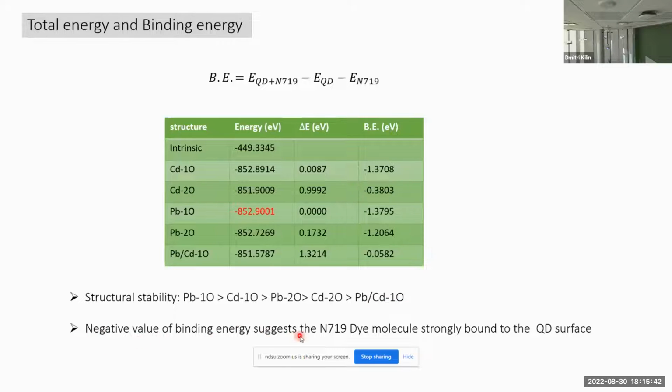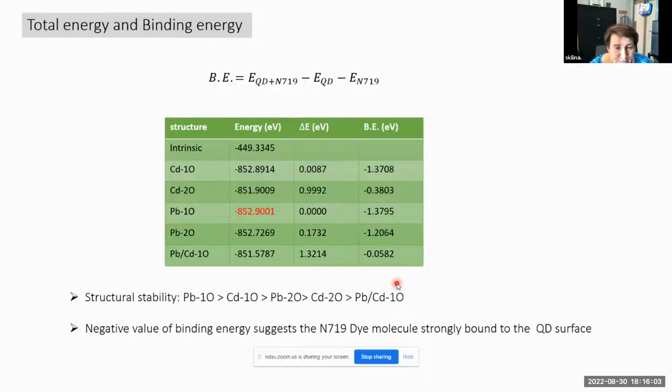The binding energy is negative in all the cases, which suggests the dye molecule is strongly bound to the proposed surface, except your interface case, because the interface case has a much lower value. But still it is negative.